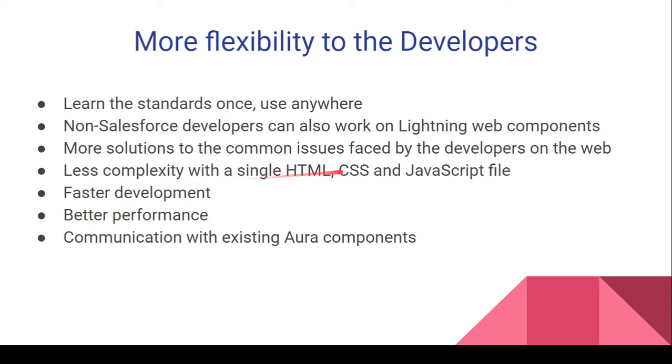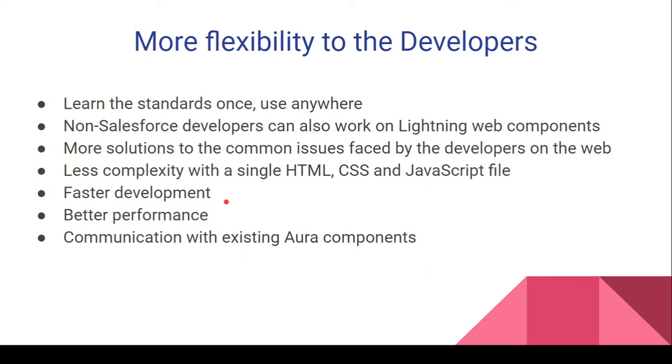Less complexity with a single HTML, CSS, and JavaScript file. So if you have worked on Aura before, you must be aware that there were around 2-3 JavaScript files. One was controller, one was a helper file, one was a renderer file, right? And there was one HTML file as well, one CSS file, along with one design attribute file as well. So now there is very less complexity in LWC, because we will be having only one HTML file, one CSS file, and one JavaScript file, right?